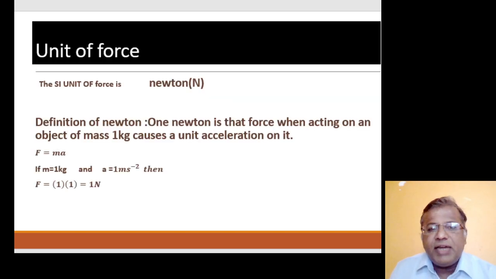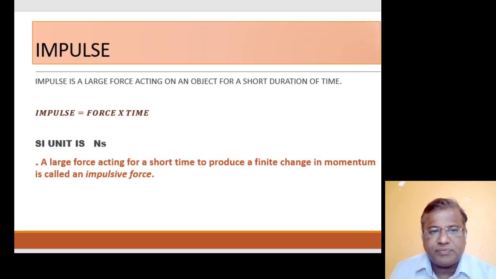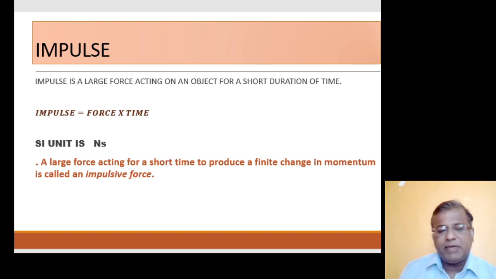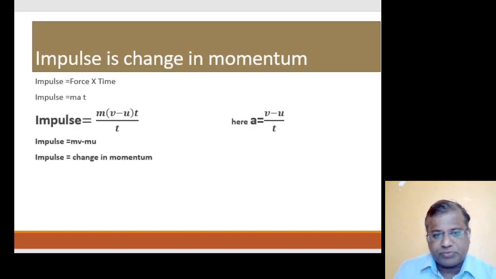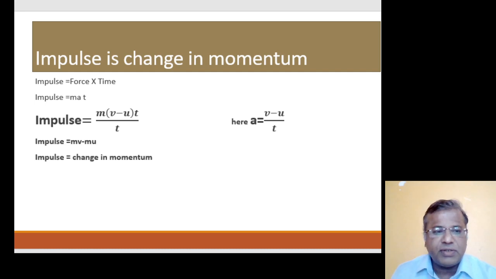Then we had a discussion about the concept of impulse. Impulse is basically how much a force acts over a given time. It is a large force acting on an object for a very short interval of time. And we also saw that impulse is basically the change in momentum. That is what we saw in the last class.